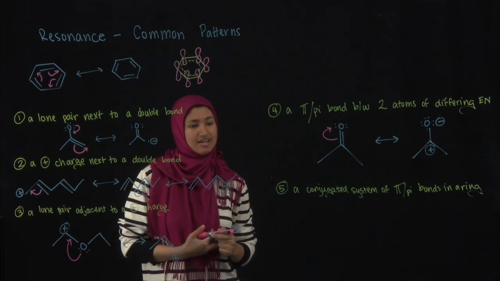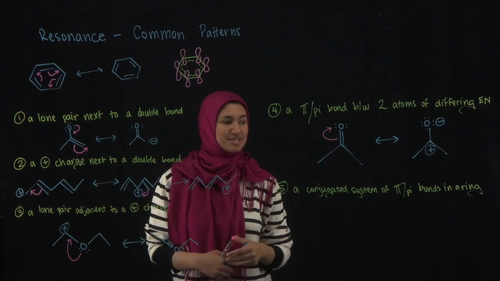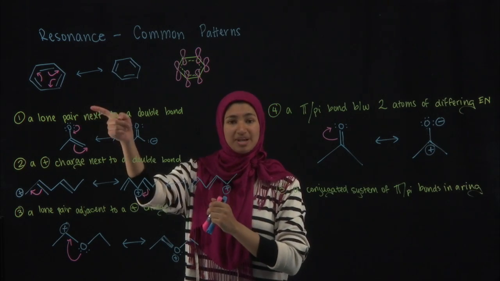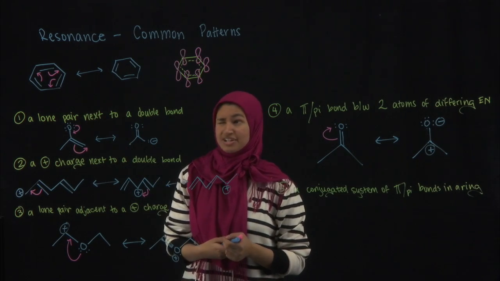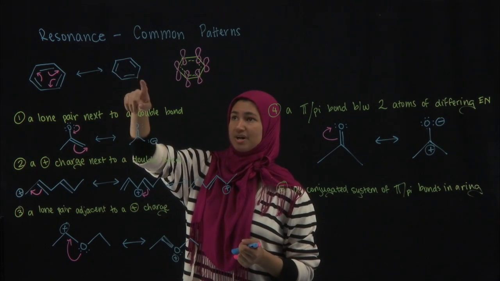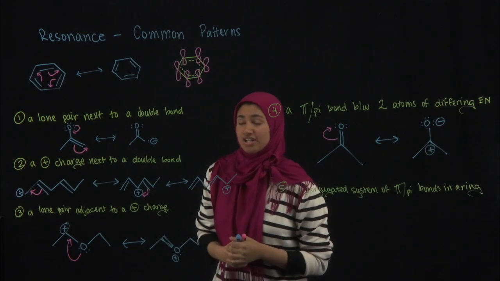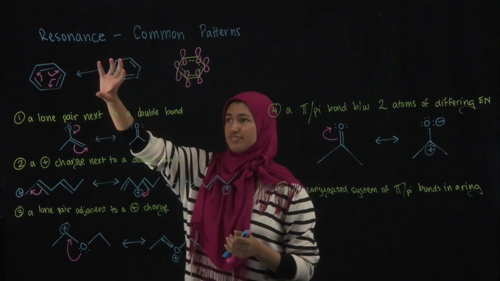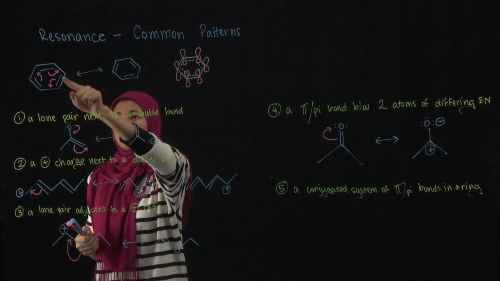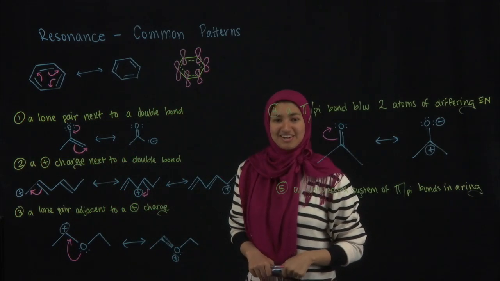For our last pattern to look for in resonance problems, we have a conjugated system of pi bonds in a ring. Now this brings us right back to benzene that I had on the board earlier. Again, conjugated system, pi bond, sigma bond, pi bond, sigma bond, this alternating system within a ring. And all you do in problems such as that is you shift each pi bond over one. So we did that with benzene. We moved each double bond over. And those are the patterns for resonance.